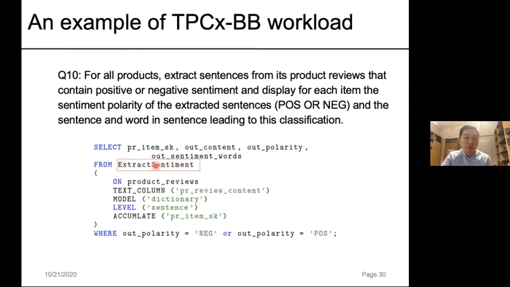So this query retrieves from the reducer function called extract_sentiment, which takes as input the source table product_reviews. This call to the function also specifies the column that has the text and the model for the sentiment analysis, and the output label as sentence, and the where clause at the end picks positive or negative polarity.